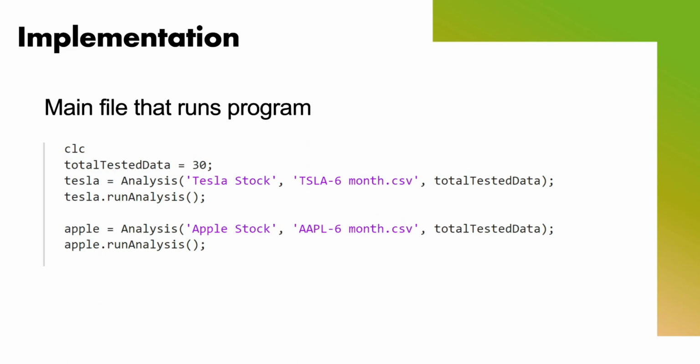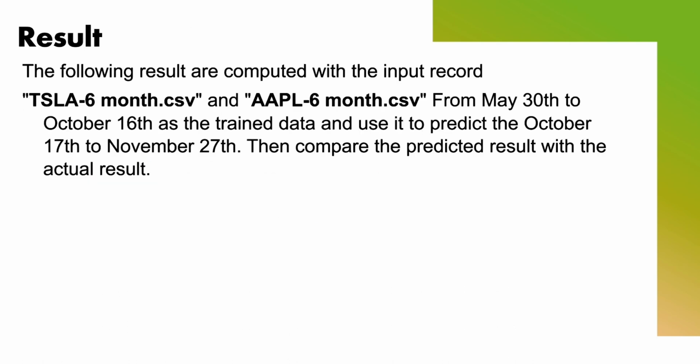And here is the main file that runs the program, which is very simple, just a couple of lines of code. And here will be our result. As we just mentioned, we did this on Tesla and Apple from May 30th to October 13th this year, as both training data, also the testing data, we try to predict from October 17th to November 27th. Then we will compare the predicted result with the actual result.